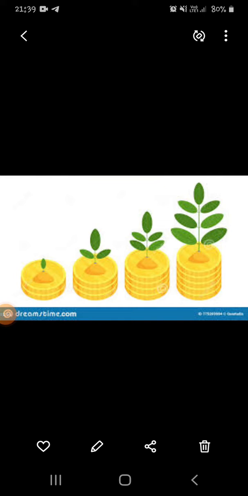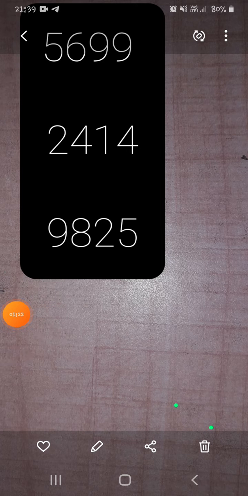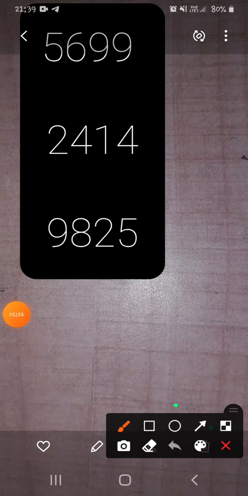Okay, let's have a look at one example of a 4-digit number. Yes, the example over here, we have 5609, then we have 2414 and 9825. Now from the three numbers, how will you identify which is the smallest and which is the biggest?